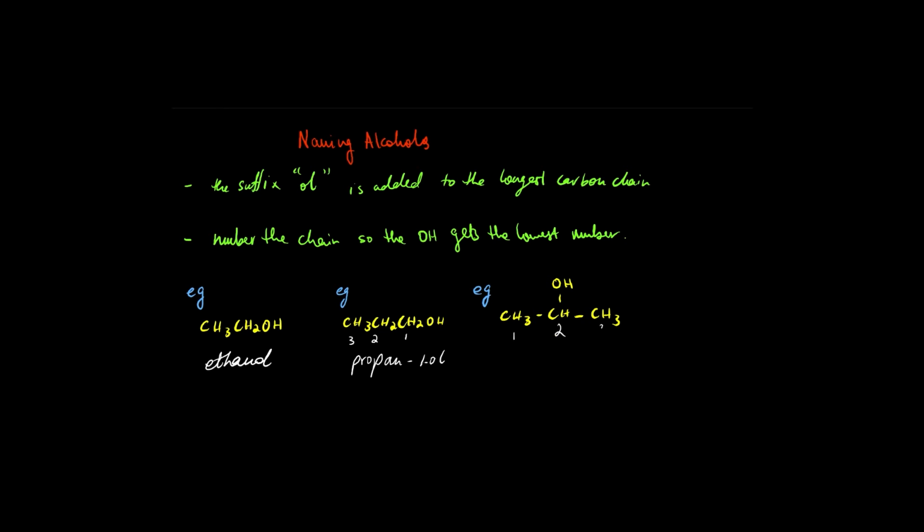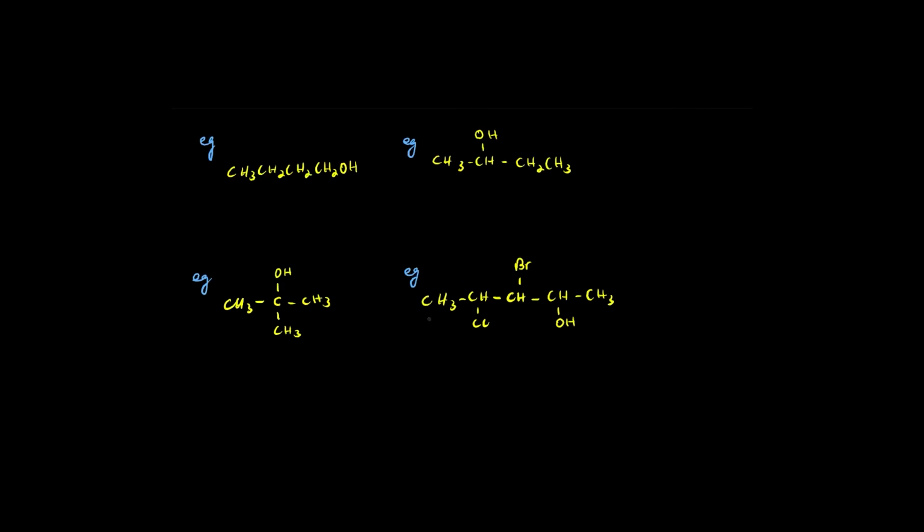Now for this one, you can name it from either side. The second carbon would get the OH group. There are 3 carbons, so the name of this alcohol is propan-2-ol. And with that, we move on to the next slide. Now over here we have 4 more examples.